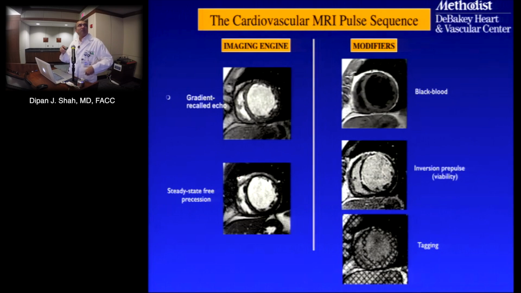and others. You can actually do sequences where you weight the image based on T1 properties, or you weight it based on T2 properties, and therefore the images can look very different as well. But the bottom line is, when you look at an image, the first thing you need to know is what kind of image it is, to be able to make out what the tissue contrast means.